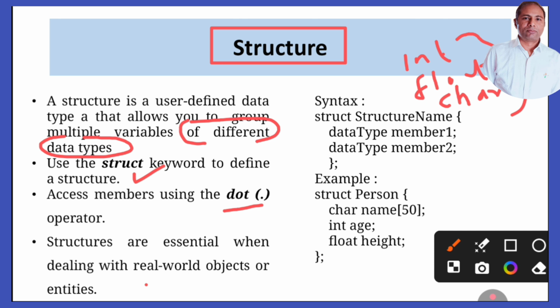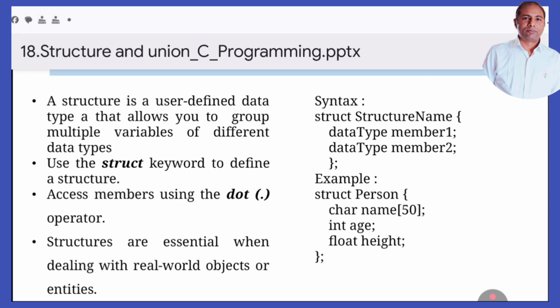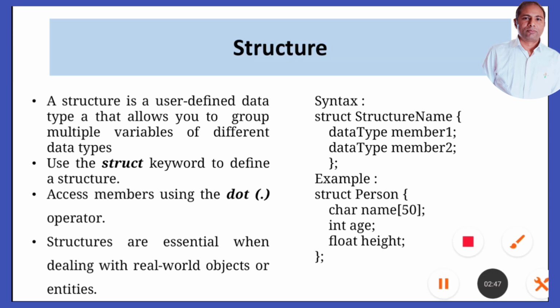Structures are essential when dealing with real world objects or entities. For example, if I want to make student data, in student data we require the roll number, the name, and the marks. Name can be character, enrollment number can be integer, and marks can be float. So we have to combine different data types in C, and in real world scenarios we have to deal with structure.